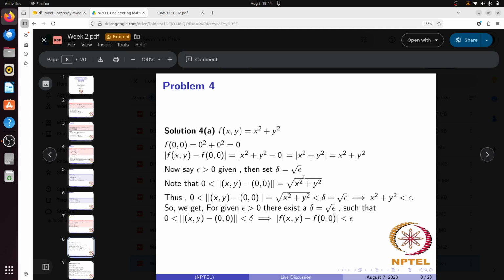Thus 0 less than the norm of (x,y) minus (0,0), equal to the square root of x squared plus y squared, less than delta equal to the square root of epsilon, so x squared plus y squared less than epsilon. So for given epsilon greater than 0, there exists delta, you choose the square root of epsilon, such that 0 is less than the norm of (x,y) minus (0,0) less than delta, whenever the modulus of f(x,y) minus f(0,0) is less than epsilon. So I am just holding this proof for a couple of minutes so that you can digest it.